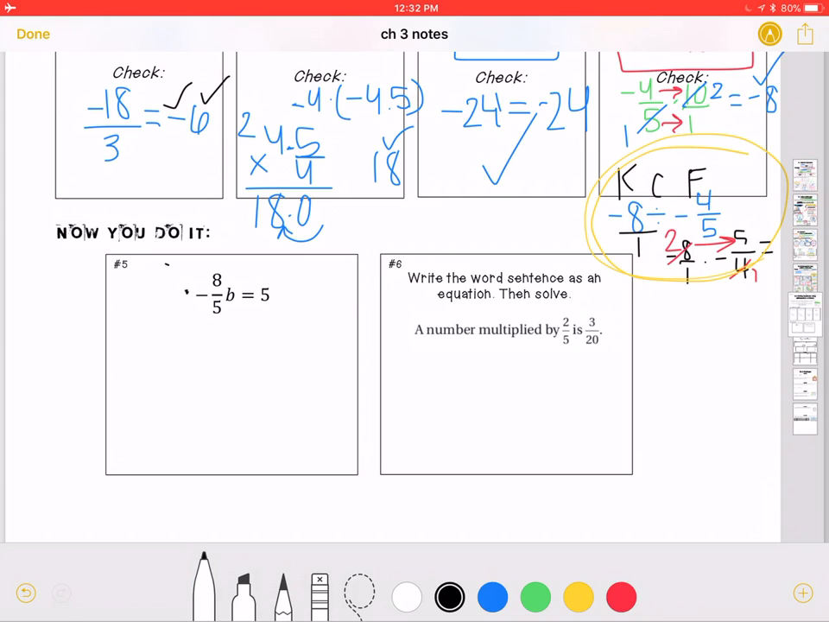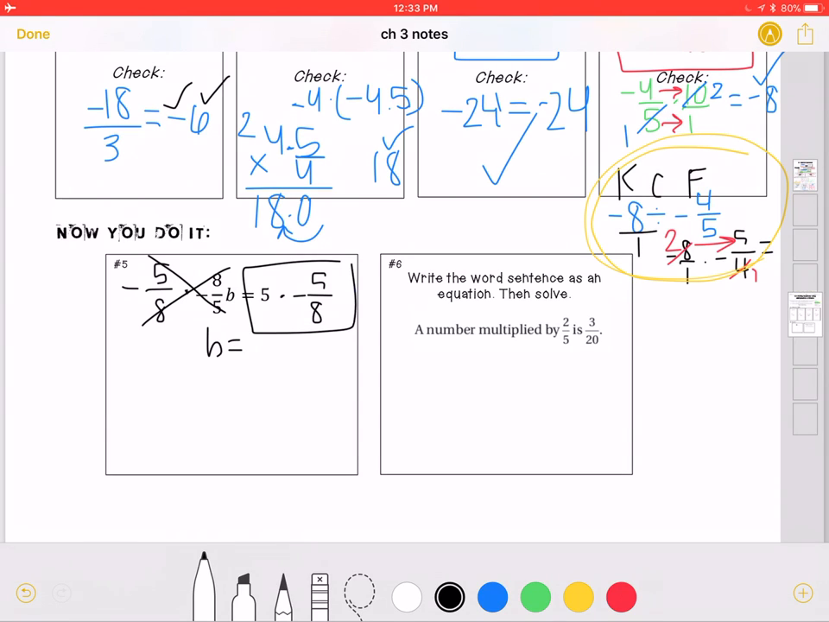So I could just flip this fraction to 5/8, keep the sign, and whatever I do to one side, I want to do that same thing to the other side. What happens on the left side is that these all cancel, and I'm just left with my b equals, and now I'm going to actually evaluate this to see what my solution is.